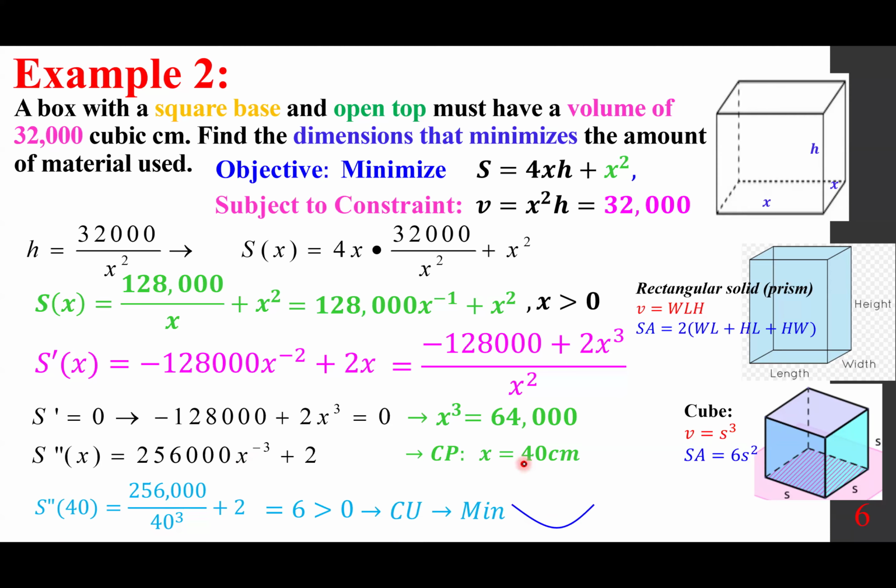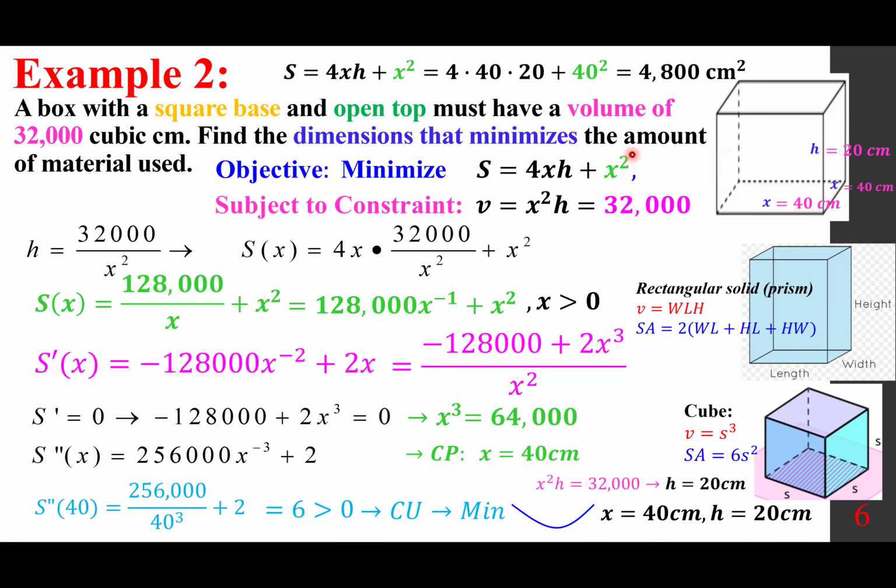So now you can find the rest of them. x squared h is 32,000. So this is 40 squared, 1600, divide 32,000 by it, h becomes 20. And so the dimensions are 40 by 40 by 20. We are done. That's all they were asking. However, if they asked, what is that minimum surface area? You're going to say 4 times x, which is 40, times h, which is 20, plus x squared, 40 squared. When you do the math, you end up with 4,800 square centimeters.